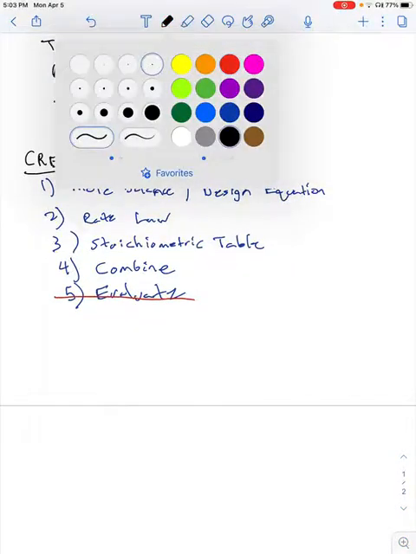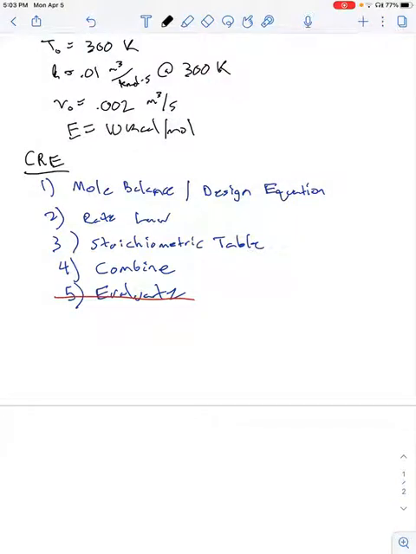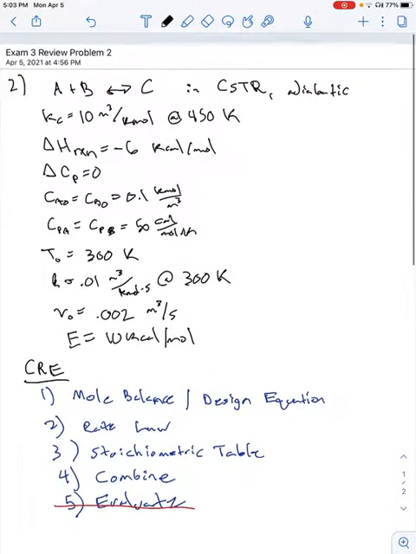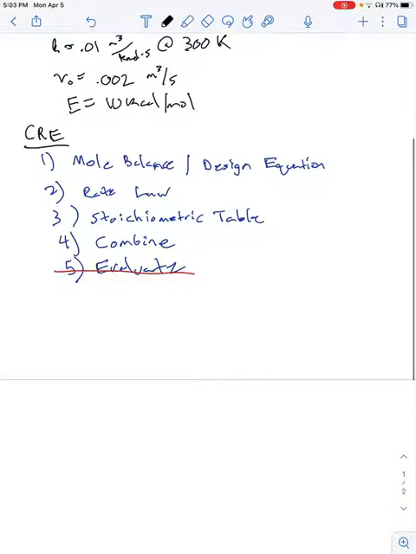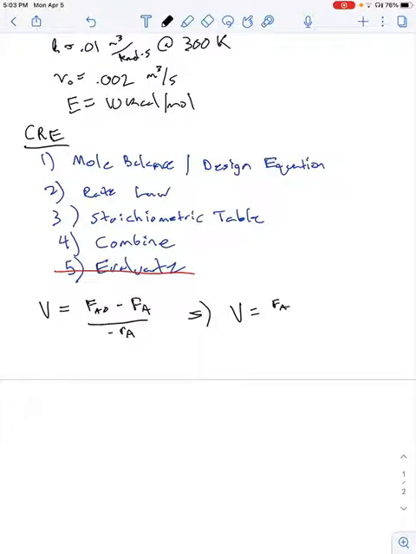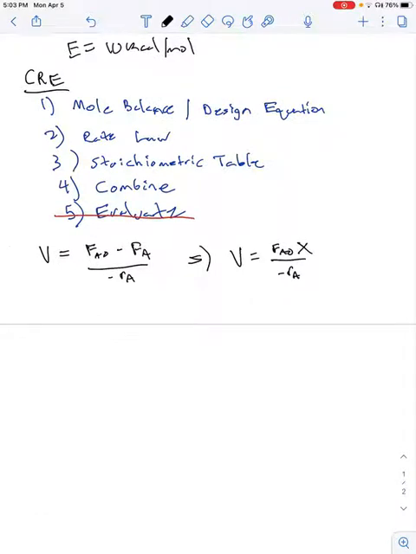So to start with, our mole balance or design equation. We have a CSTR, so if we do a material balance, we're going to get volume equals FA0 minus FA, divided by the rate. And then this can be simplified to V equals our FA0 times our extent, X, divided by negative rate of disappearance of A. So that would be our step 1.